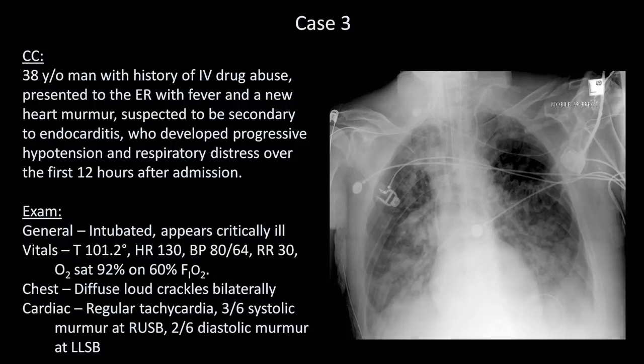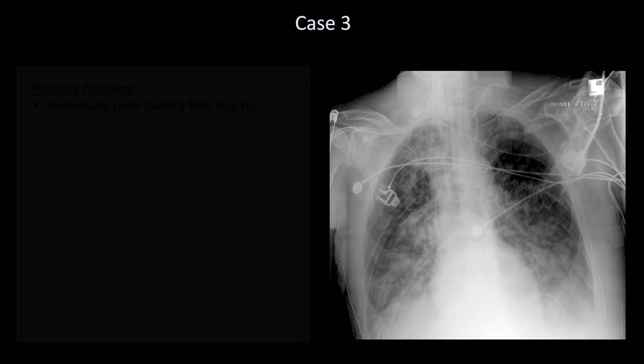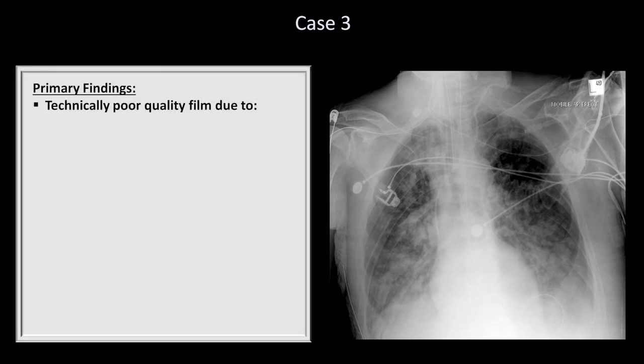So before talking about the findings, let's discuss the technical quality of the film, as it's obviously worse than the first two cases. First of all, the patient is rotated, not just around one axis, but around two. He's rotated with his right side lower than his left, which is generally a non-issue. However, if you look at how the spinous processes in the cervical spine relate to the clavicular heads, you can see how the spinous processes are much closer to the left clavicle, which means the left shoulder is rotated forward relative to the right.